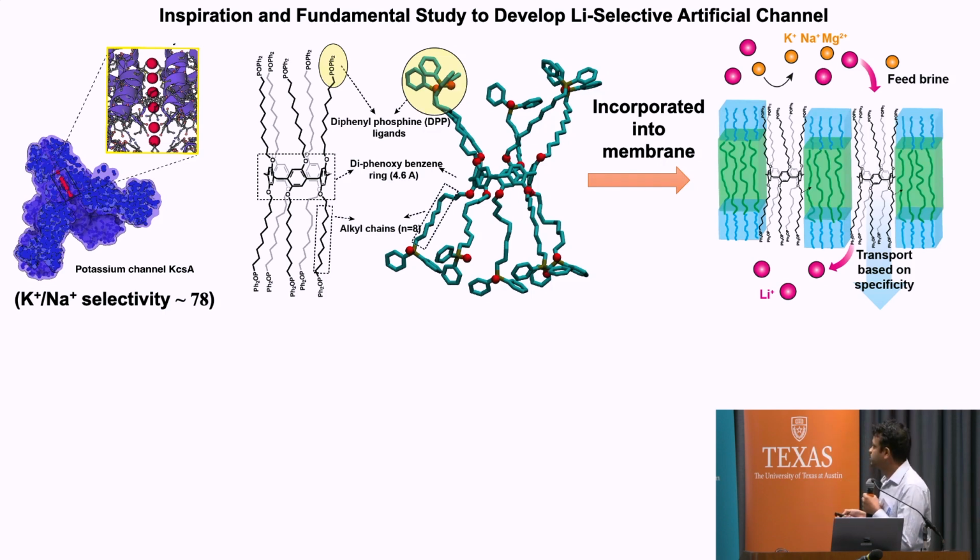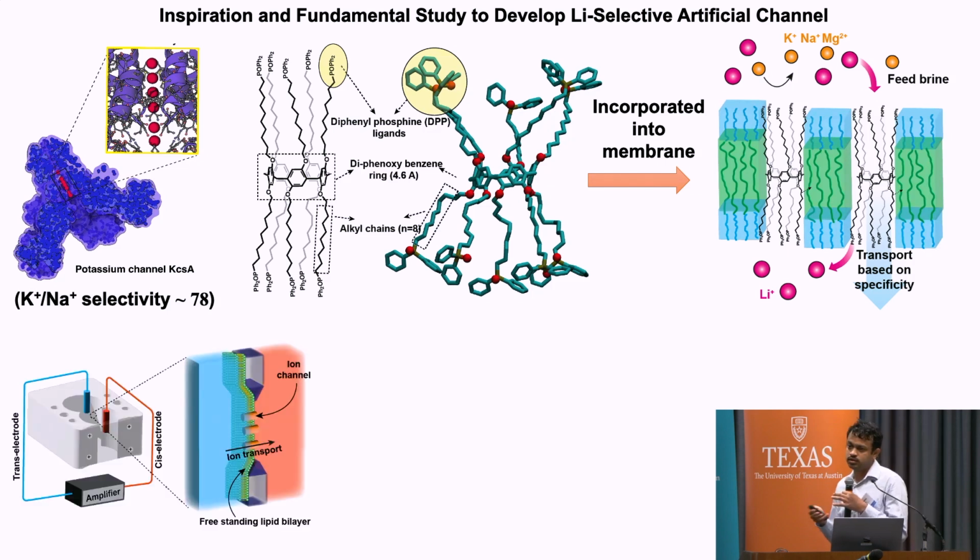To support this hypothesis, we first synthesized this channel in our lab, and then wanted to test its selectivity in a membrane. For this, we use a model membrane, a lipid bilayer. In this setup, we make a membrane and incorporate these channels in it. This membrane separates two electrolyte chambers, and we place electrodes on both sides of the membrane and apply a potential difference. If the channel transports ions, then ions will carry the current to the other side, and that can be detected.